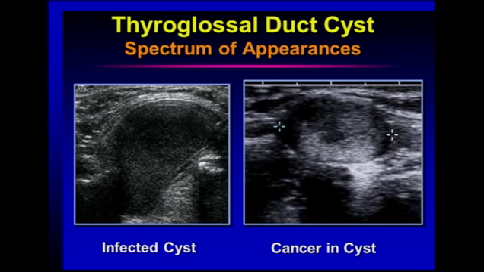These can become quite large and contain internal echoes, particularly if they are infected, but even non-infected cysts can also have internal echoes. And because it's of thyroid origin, they can develop solid tissue within them, as in this patient on the right, who had unfortunately developed a carcinoma within the thyroglossal duct cyst.